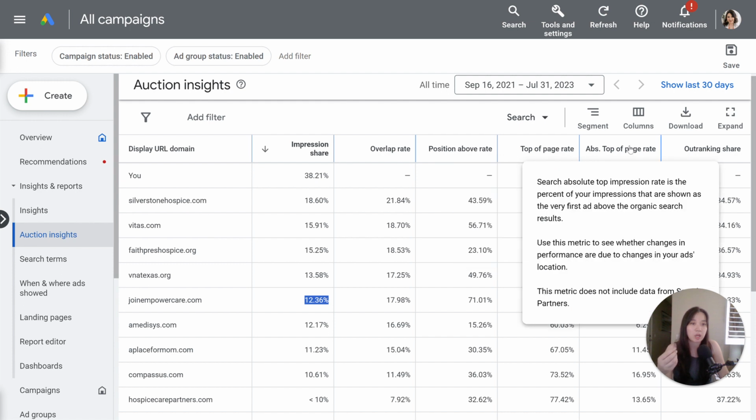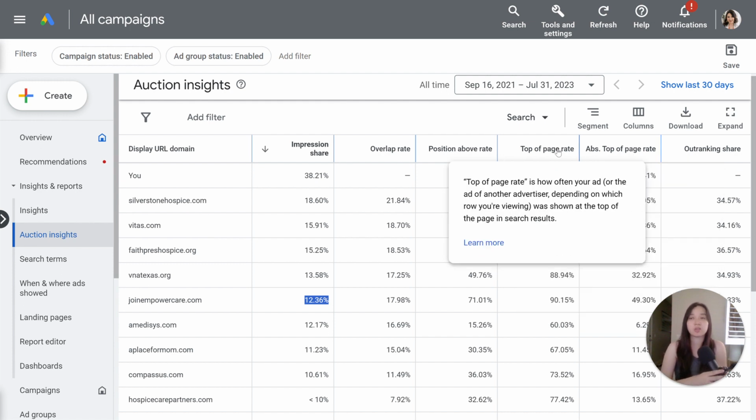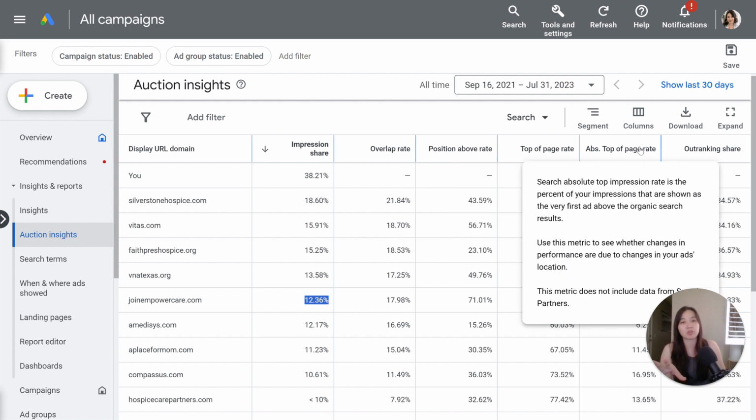Top of page rate, absolute top of page rate. So there actually used to be something called positions within Google, positions 1 through 4. Now top of page rate is anywhere in positions 1 through 3. Absolute top of page rate is in position 1. So top of page rate is showing how often your ad appears with another advertiser, depending on whether it was shown at the top of the page in the search results, so in the top 3. And then absolute top of page rate is the same, but in position 1. So keep that in mind.